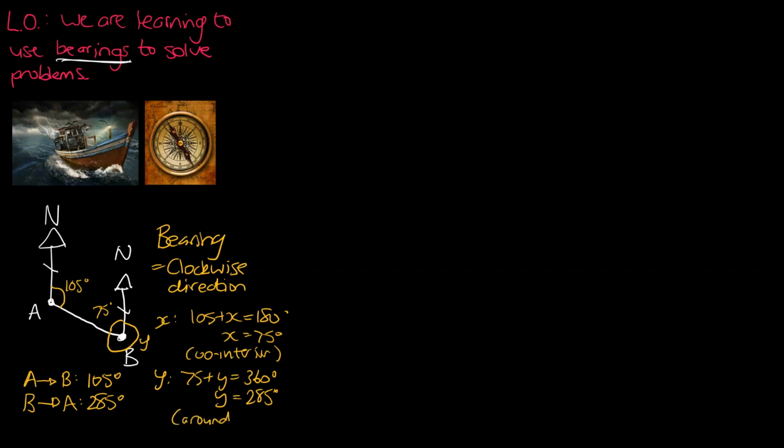I forgot to write the reason for that last one: angles around a point. We're using that rule, they sum to 360. The key thing I wanted to emphasize is the angle has to be in a clockwise direction. And these two north lines are going to be parallel to each other, which means we can use existing parallel line rules to solve problems in relation to bearings. Okay, so that was our first introductory question.